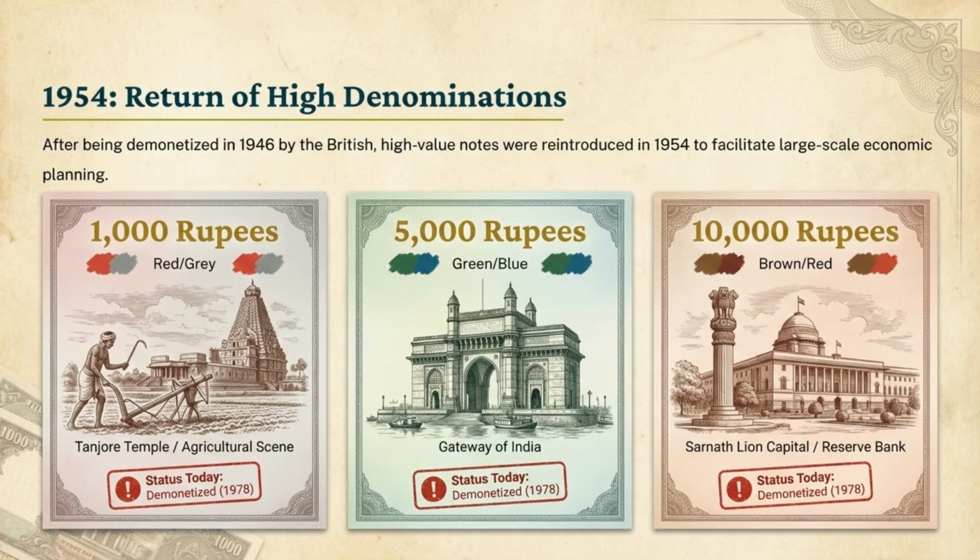In 1954, high-value notes were reintroduced to facilitate large-scale economic planning. These high denominations, including 1,000, 5,000, and 10,000 rupees, featured important national symbols like the Gateway of India. All three were later demonetized in 1978.